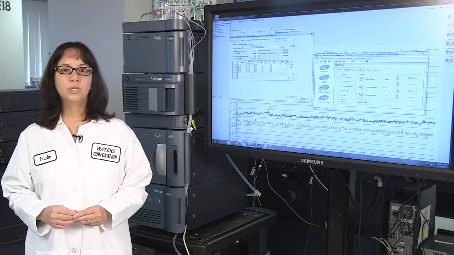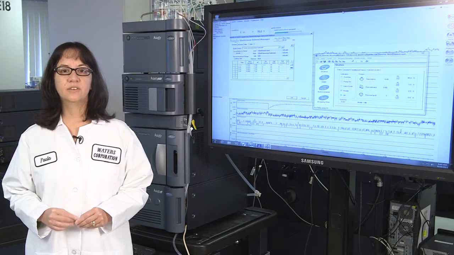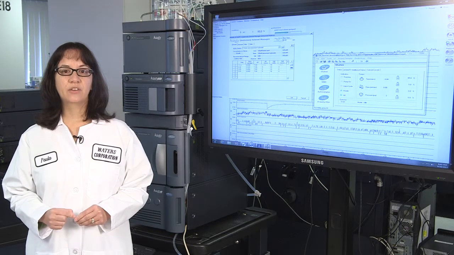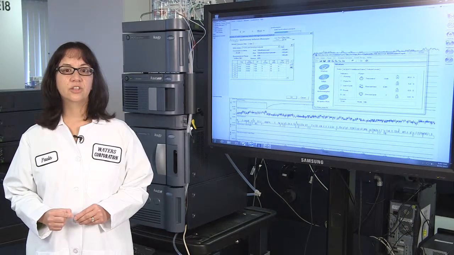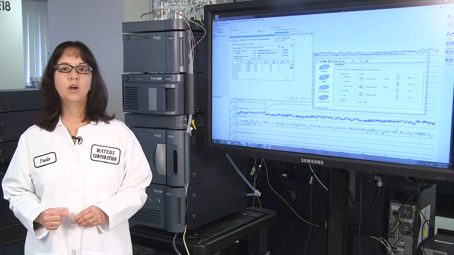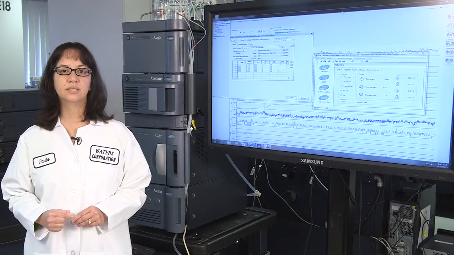To summarize, we began by considering the importance of small adjustments in mobile phase pH for developing chromatographic methods, and then learned how the chromatographic system can make the use of that principle more efficient and less labor-intensive.